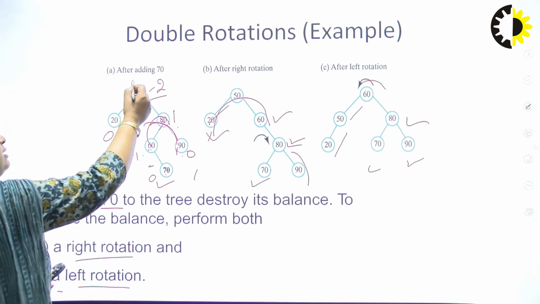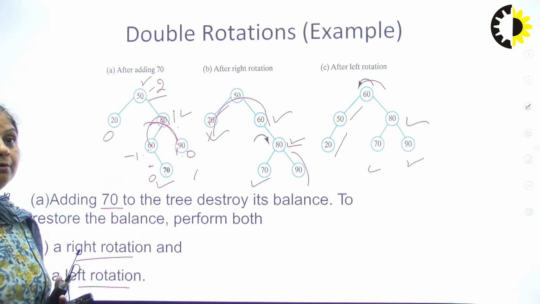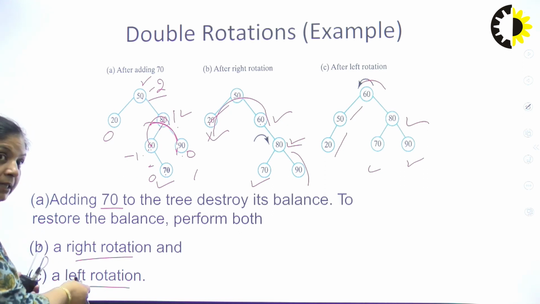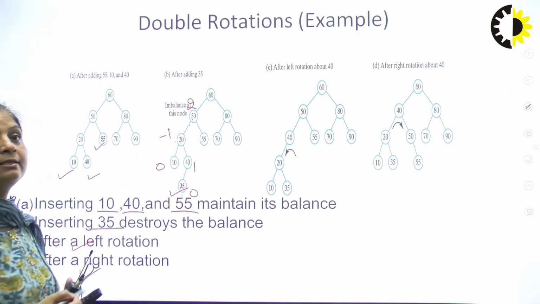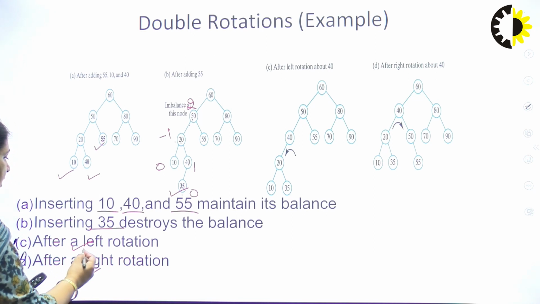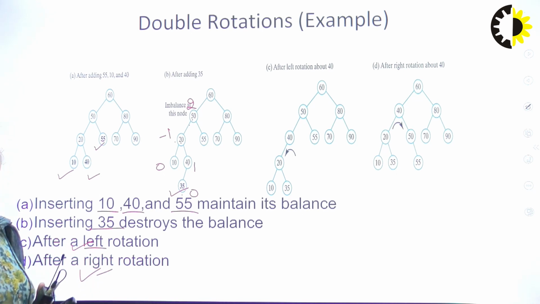We were having a negative sign and the right was positive, so we did right then left, RL rotation. But in this case, what is there? The right child is positive and the left child is negative. So we will do the reverse: left rotation then right rotation.